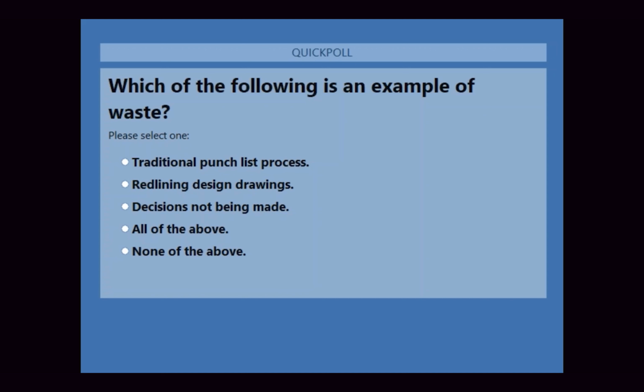We're going to leave the poll open for a couple more seconds really quickly. Someone wrote in that if you sent info to the wrong person, that would be transportation. What do you think about that?